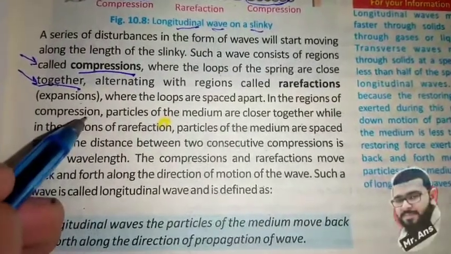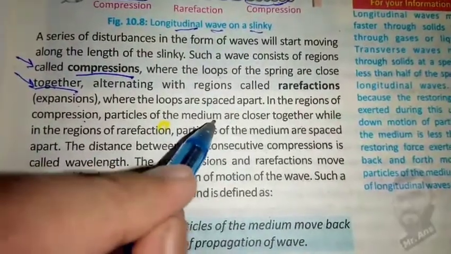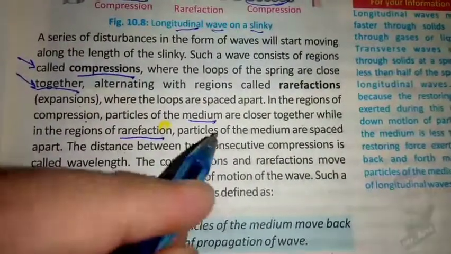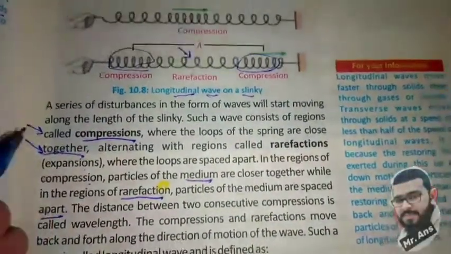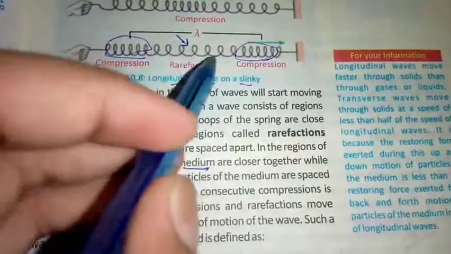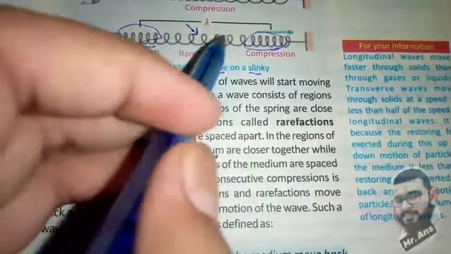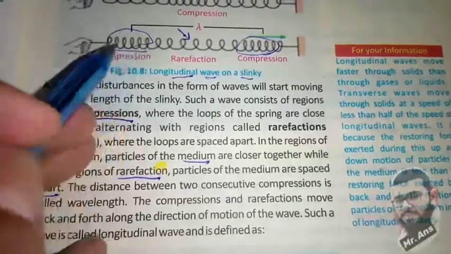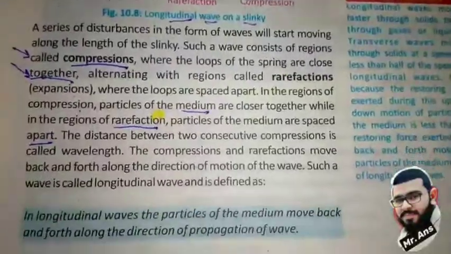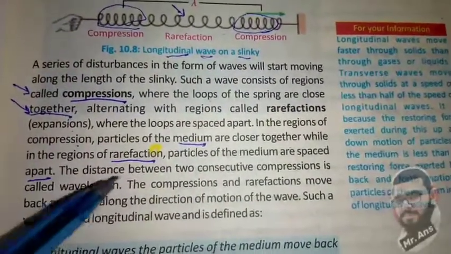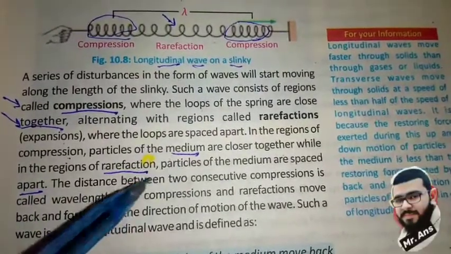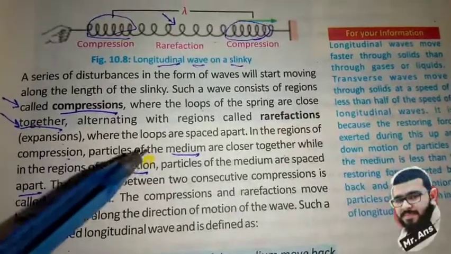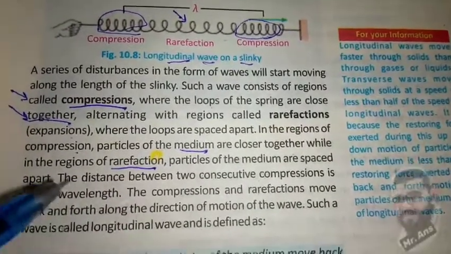In the region of compression, particles of the medium are closer together, while in the region of rarefaction, particles of the medium are spaced apart. You can see there is so much space in this part, but in this part there is not too much. There is a small space between them. So we can see that during compression, the particles are much more compressed.